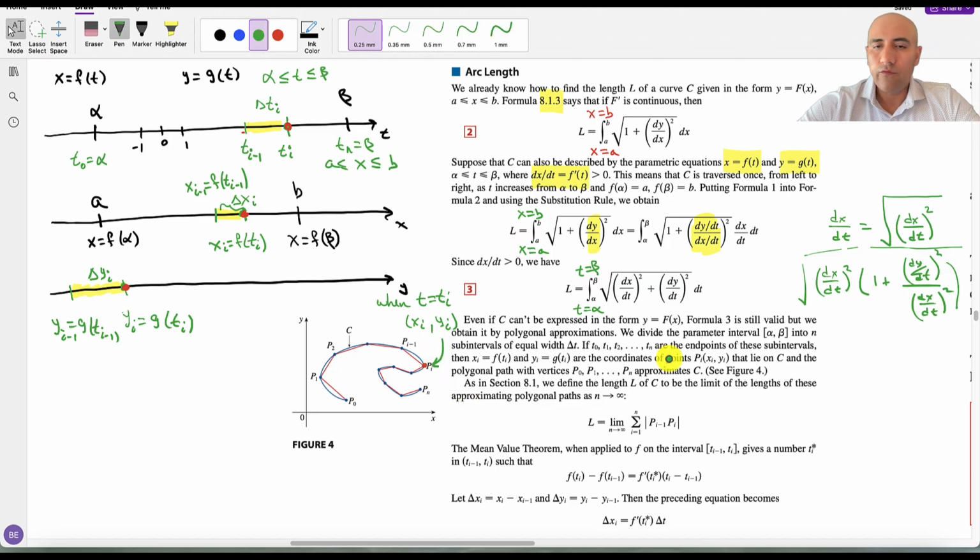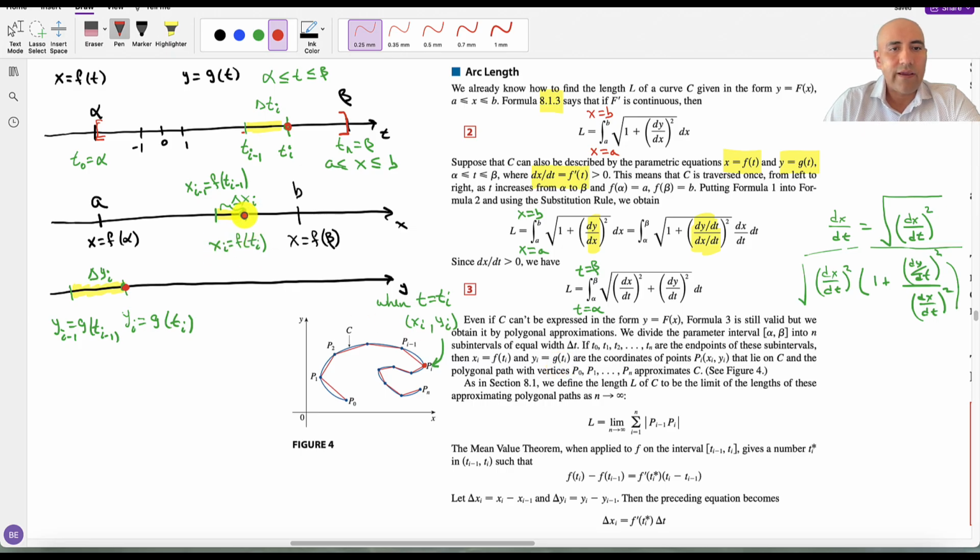All right, let's read this again, and hopefully it'll make more sense now. So we divide the parameter interval alpha beta into n subintervals. So t is this interval from alpha to beta, and we divide it into n subintervals of equal width delta t, with t sub naught being the first one equal to alpha, t sub 1, dot, dot, dot, t sub n being the last one equal to beta, are the endpoints of the subintervals, where x sub I equals f of t sub I, and y sub I equals g of t sub I.